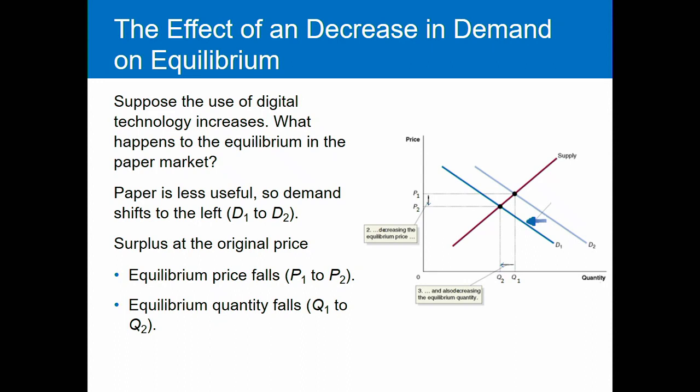There could be extra goods sitting on the shelves. Firms are going to have to lower the price to induce people to buy. That's going to put downward pressure on the quantity being supplied because firms can't make as much money back. And so it pushes down the price and the equilibrium quantity.